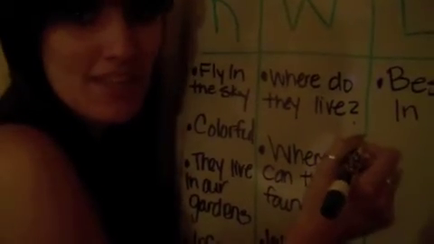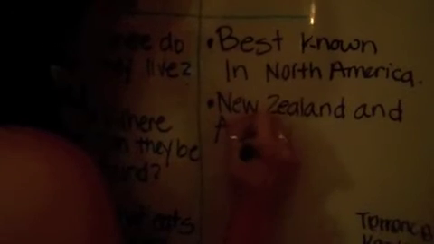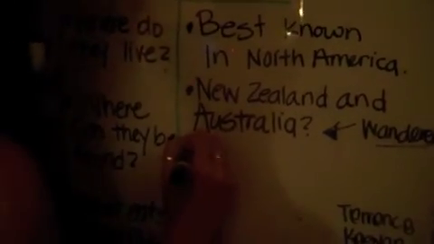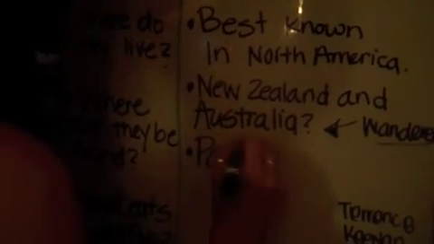Another thing that we've learned in our lesson. They can be found in New Zealand and Australia. New Zealand and Australia. And does anybody remember what they were called there? The wanderer. The great recall. What's another fact? They are poisonous to birds. Poisonous to birds. Let's get one more thing that we learned. They could be found in a wide range of habitats.